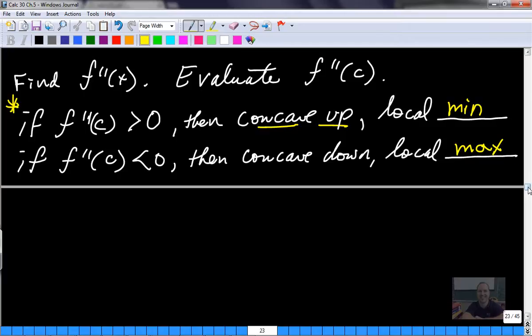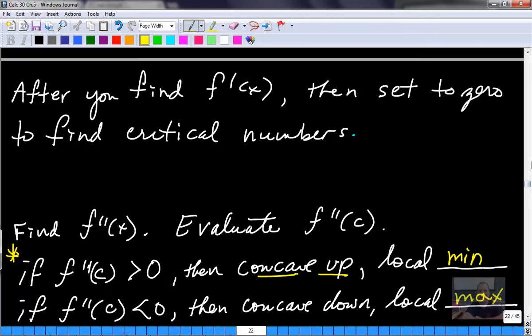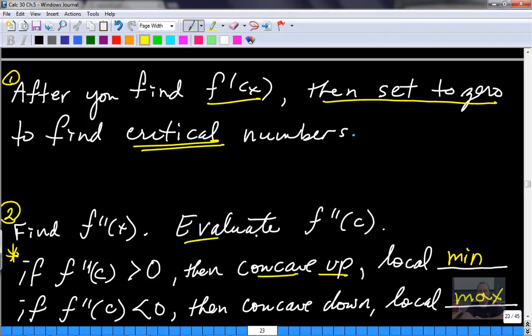Okay. We'll do an example here, but I had these notes ready for you. This is sort of what you do. After you find the first derivative, you find your critical numbers by setting that first derivative to 0. Then step 2 would be to find the second derivative, and then evaluate, very important, find a number answer when you plug your critical number into the second derivative.